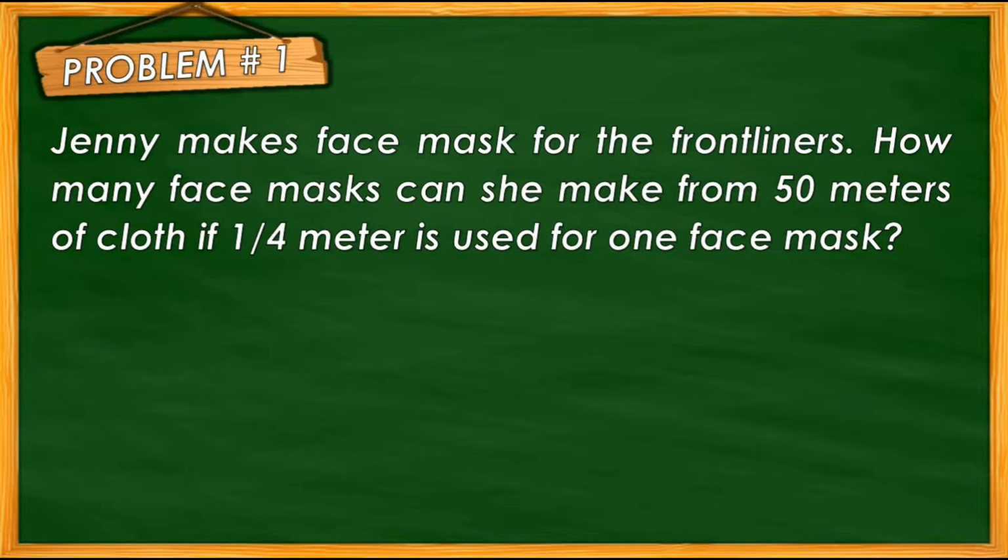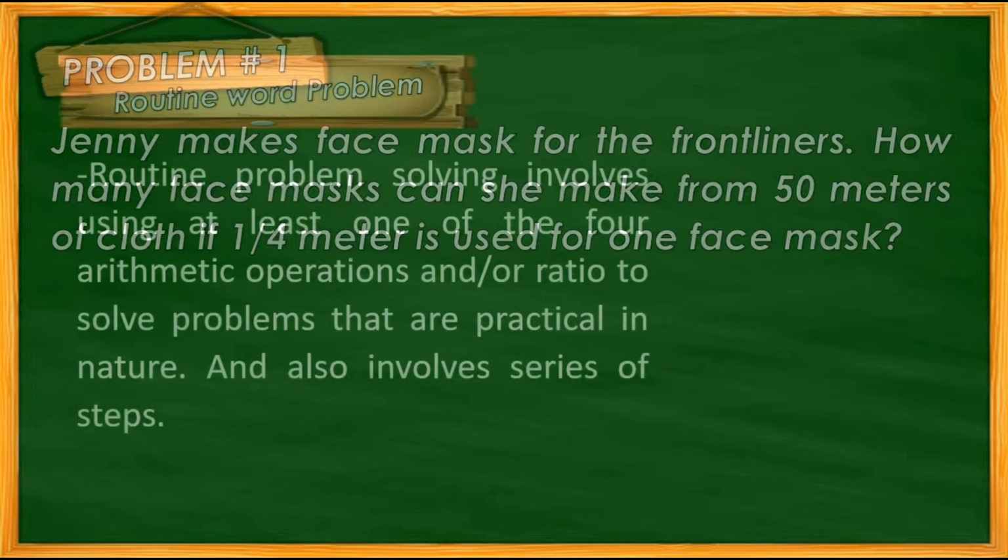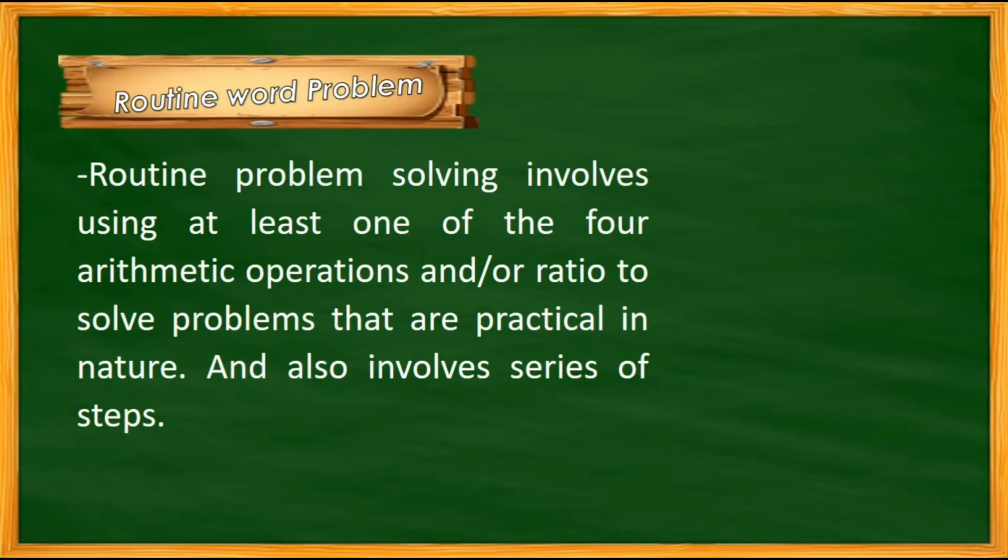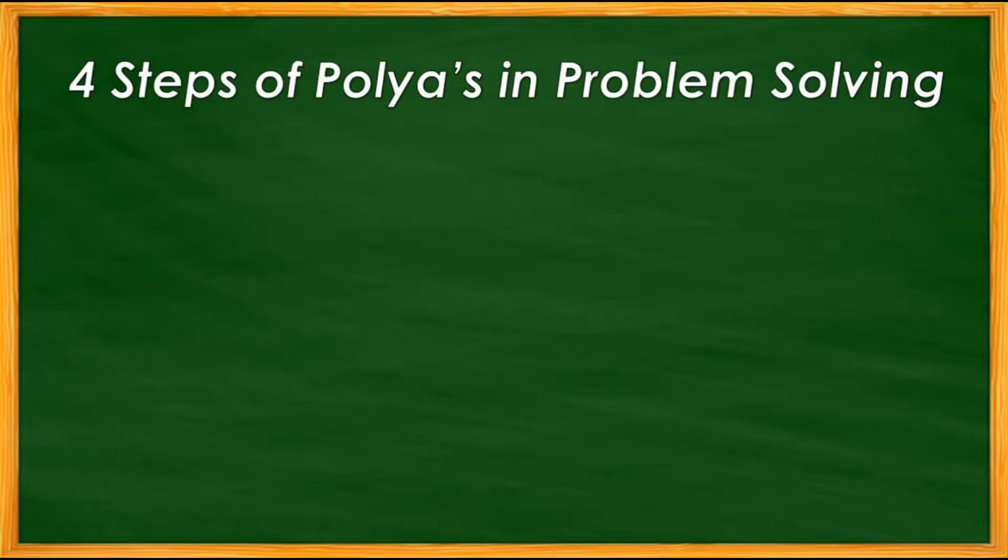Jenny makes face masks for the frontliners. How many face masks can she make from 50 meters of cloth if 1/4 meter is used for one face mask? So this problem is a routine word problem. It involves using at least one of the four arithmetic operations and ratio to solve problems that are practical in nature and also involve a series of steps.